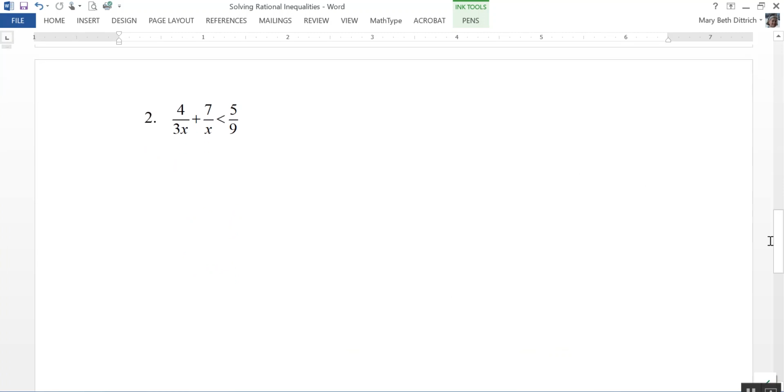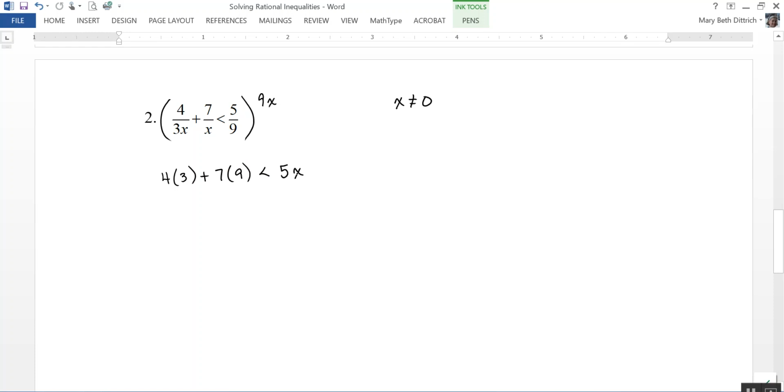4 over 3x plus 7 over x is less than 5/9. So taking a look at this, let's find our excluded value. Since I have a 3x and an x, my excluded value is going to be 0. X cannot equal 0. Let's solve the related equation by multiplying by the common denominator, which would actually be 9x. And then when I distribute each time, each of the 3 times, the x's cancel. 9 over 3 is 3, so that leaves me with 4 times 3 plus 7 times, my x's cancel, 9 is less than, 9's cancel, 5x.